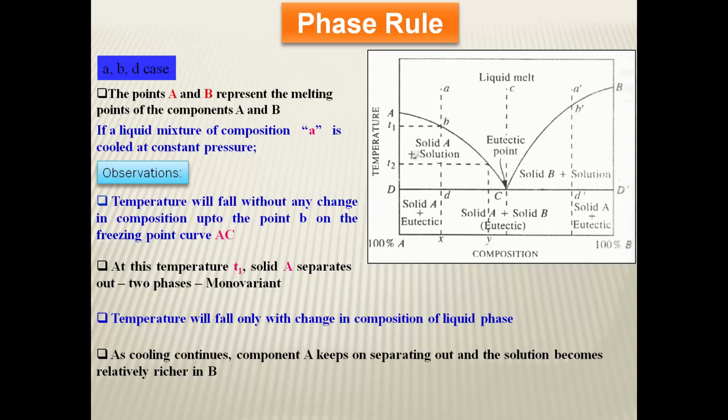If I say more and more solid A is being separated out, it means your solution is becoming richer in B. What is the component which is more present in solution now? That is the component B. So the temperature and the solution composition both change along the curve BC. Temperature will also change because the composition is changing along the curve BC. This is how this curve is traced.